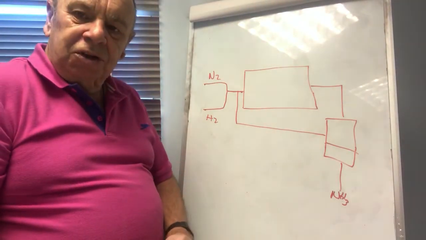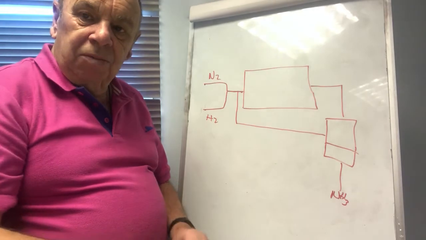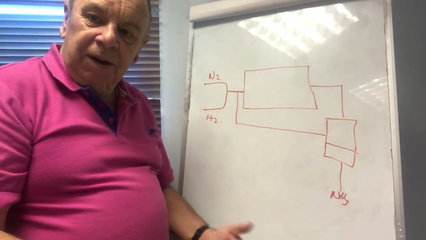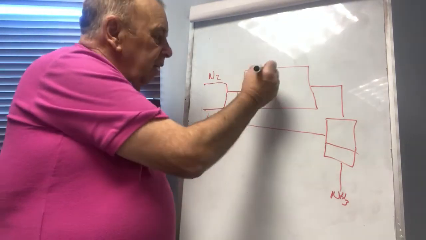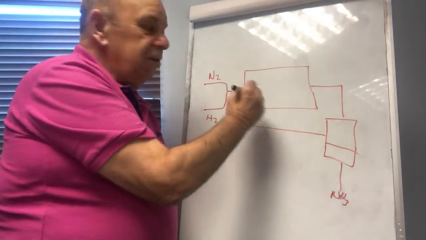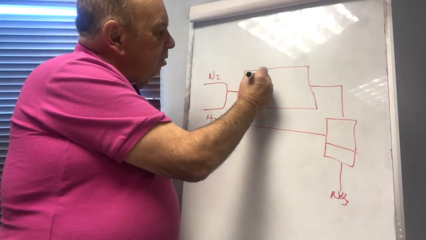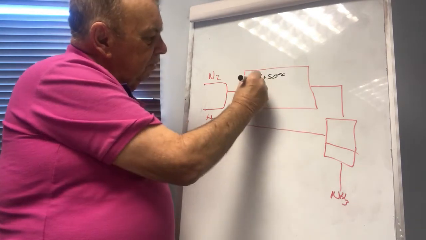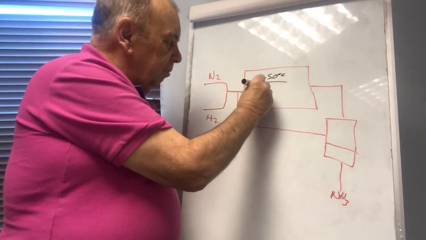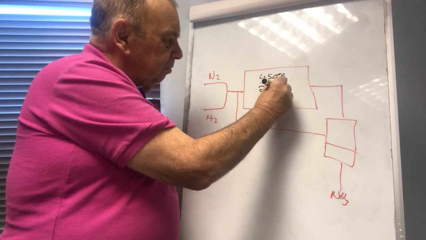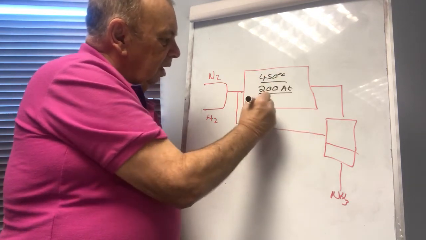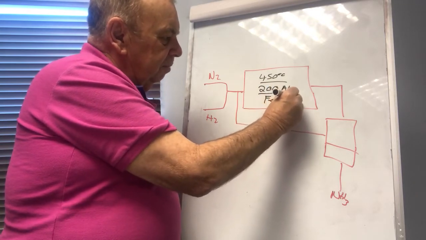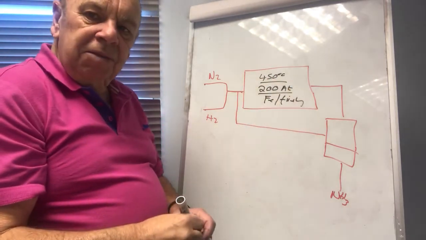The conditions used to make ammonia are as follows, and I'll talk you through them a bit later in this video clip. They are elevated temperature, about 450 degrees centigrade, 200 atmospheres pressure, and a finely divided iron catalyst. That's how they make it.